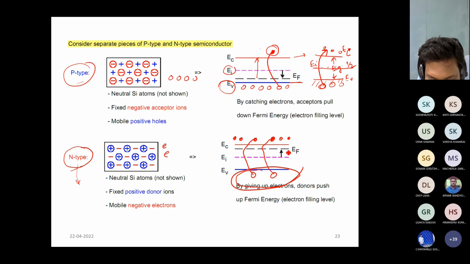Now, what would be the position of the Fermi energy? To make it justifiable as per the probability distribution function, the Fermi energy must be shifted towards the conduction band energy. This is the important point to be noted here. For an n-type semiconductor, the Fermi energy is close to the conduction band energy. For a p-type semiconductor, the Fermi energy is close to the valence band energy. Okay, is it clear?